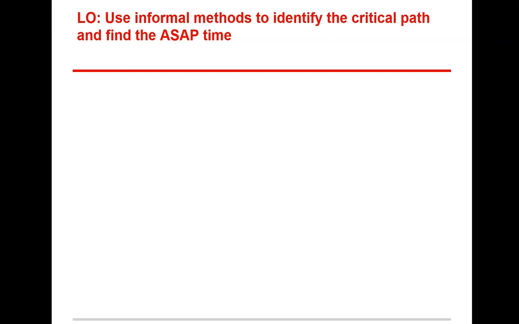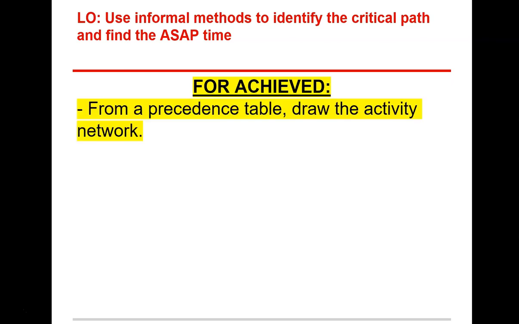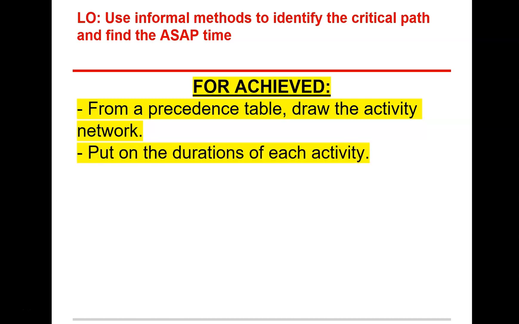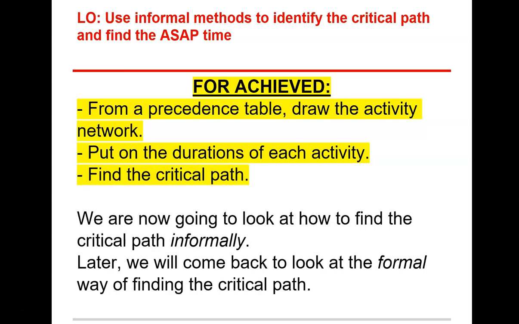Tomorrow or the next day we'll have a look at actually using a formal method of finding the critical path, a forward pass method, which you'll see later. But for today we're just looking at an informal method, which is just using your eyes or calculating every length of the path and finding the longest one. So for Achieved, from a precedence table, you need to draw the activity network, put on the durations of each activity, which we'll do today, and then find the critical path. We are now going to look at how we can find the critical path informally, and later we'll be back to look at formal ways of finding it.